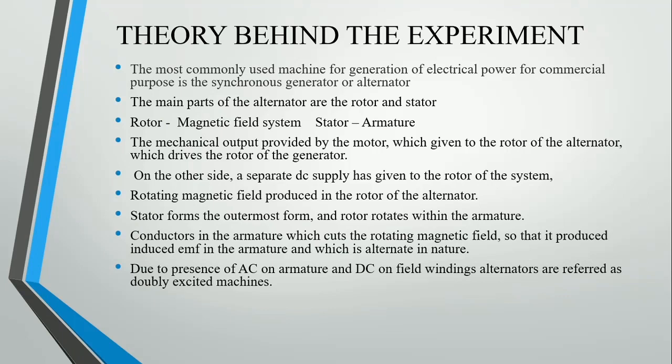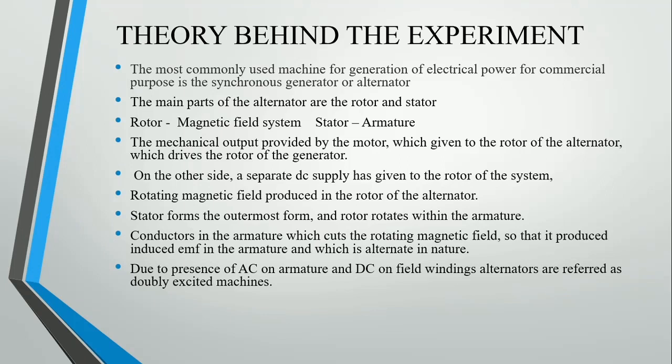The main parts of the alternator are rotor and stator. The magnetic field system forms the rotor, and the armature forms the stator. The mechanical output provided by the motor is given to the rotor of the alternator and drives the rotor of the generator. On the other side, a separate DC supply is given to the rotor of the system. A rotating magnetic field is produced in the rotor of the alternator.